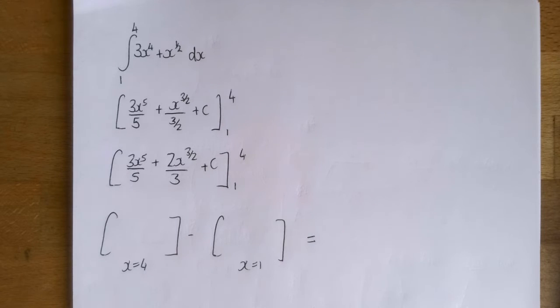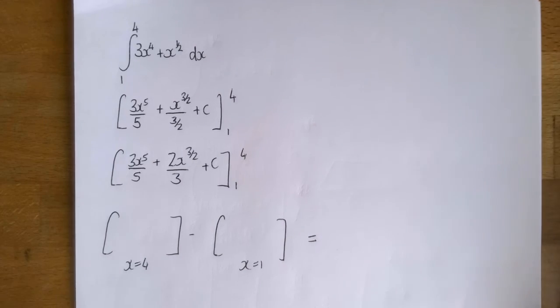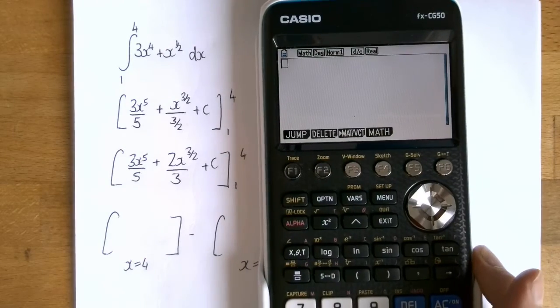And then we need to substitute our values in. X is 4 and then X is 1, and I find that's where the mistakes often occur. So here's a trick on the calculator that helps us out.